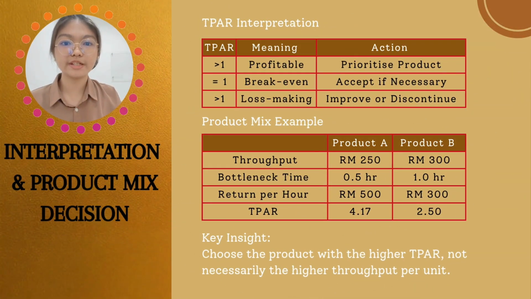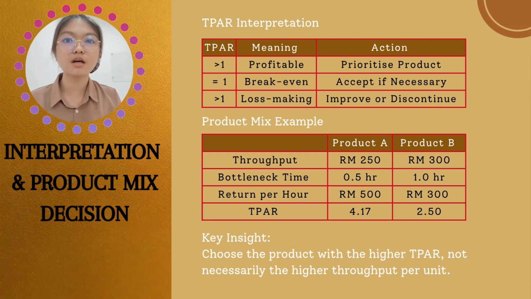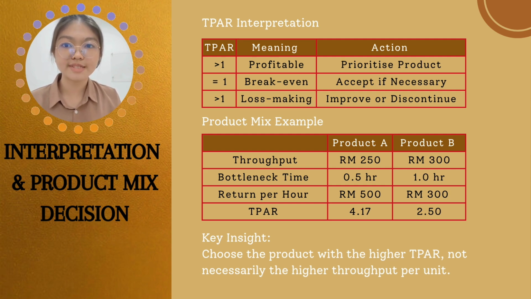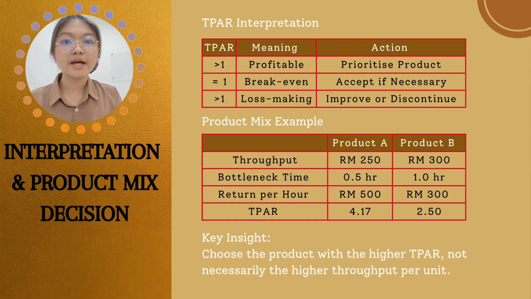Now, what does a TPAR of 3.33 actually mean? As shown in the table, if the TPAR is greater than 1, the product is considered profitable because it generates throughput faster than the company incurs operating costs. Therefore, management should prioritize producing that product. In our example, the TPAR is 3.33, which is well above 1. This suggests that the product is making good use of the bottleneck resource and is worth producing. Next, let's look at the product mix example below.